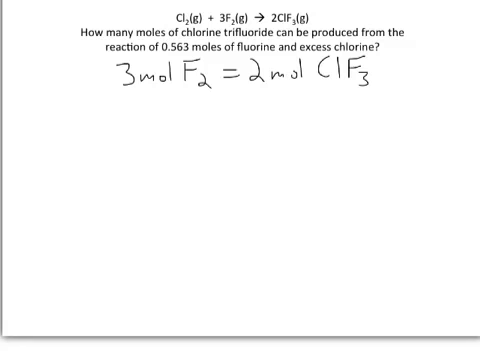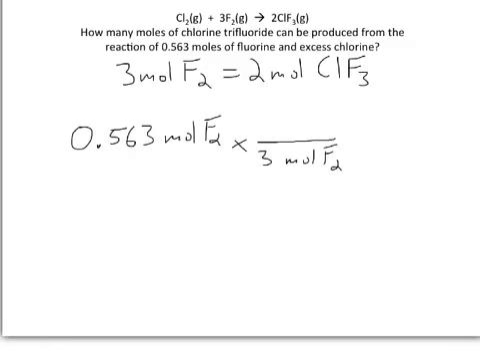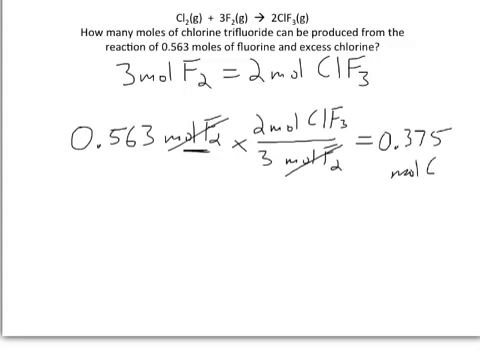And to do that, it would look like any other conversion factor we've done. I've got 0.563 moles of fluorine. I would put 3 moles of F2 in the denominator, so it cancels with the moles of fluorine that I started with. That's equivalent to 2 moles of ClF3. So our moles of fluorine will cancel with moles of fluorine. We'll be left with moles of chlorine trifluoride. And when I multiply that out, my result is 0.375 moles of ClF3.